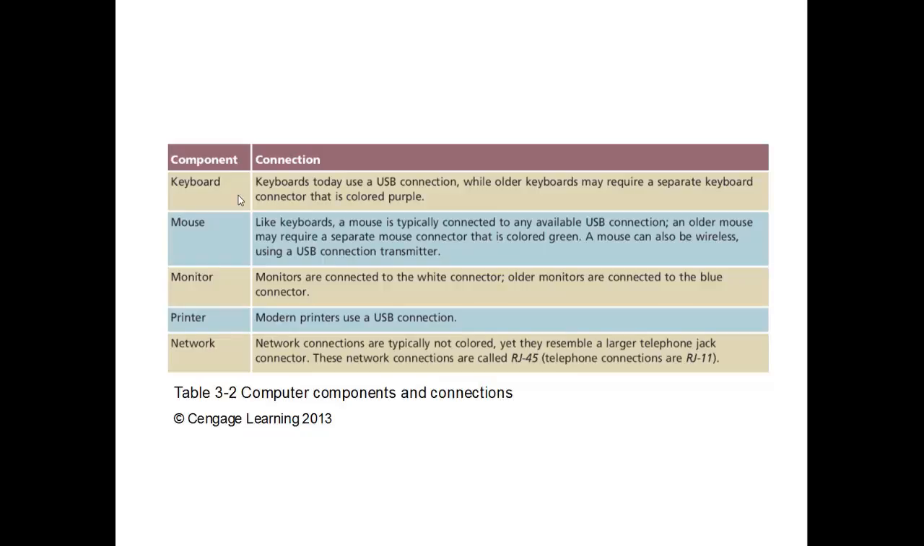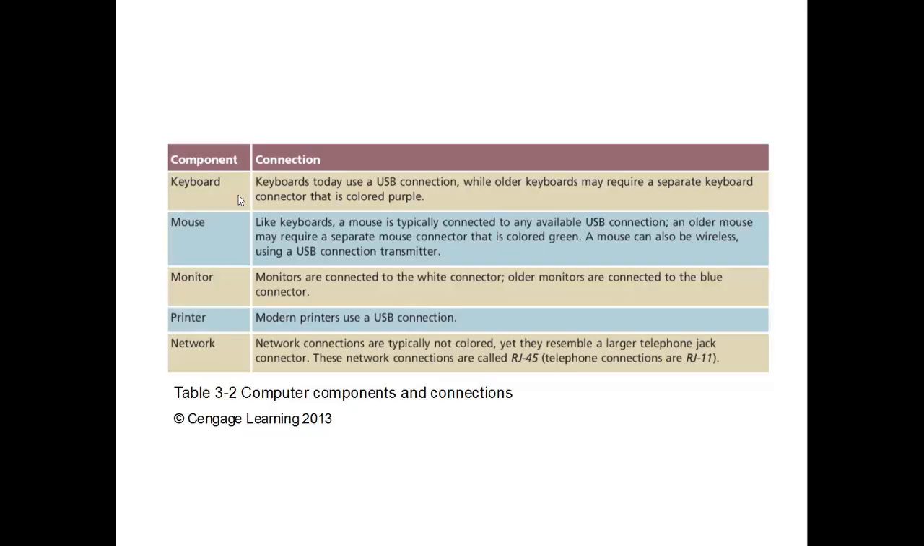You see the first one here, keyboard. The modern keyboards use a standard USB connection, but older keyboards would have a connection that was purple in color. A mouse, the more modern ones will use a USB connection. Older ones used a greenish color connection. Monitors, older monitors used a connection that was blue in color. Modern monitors will use a white connector.